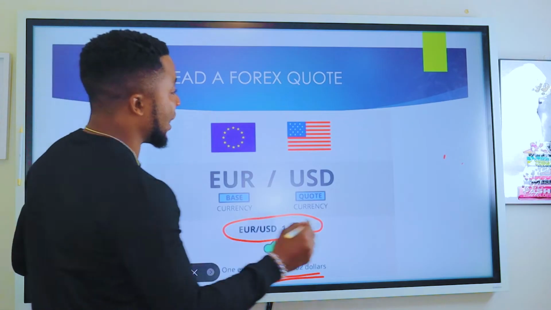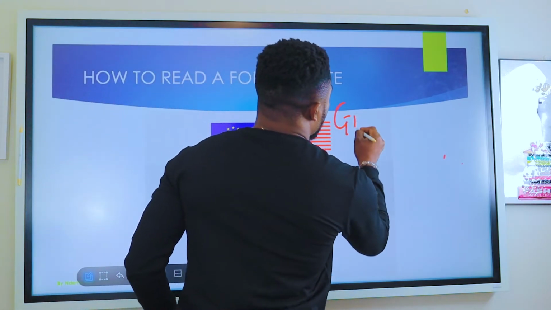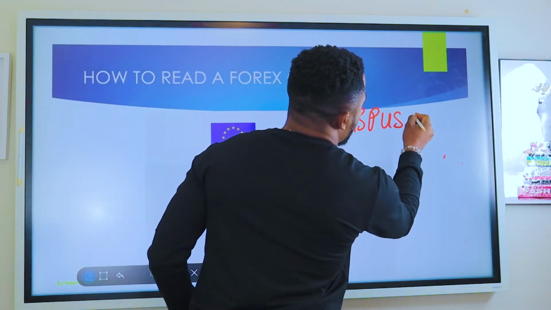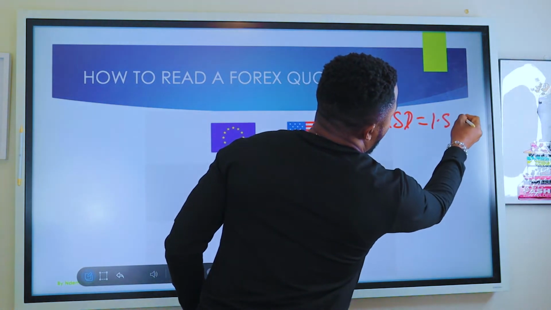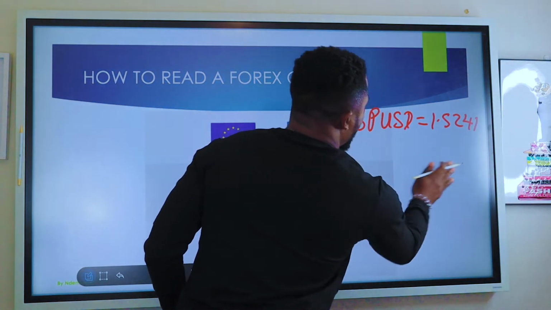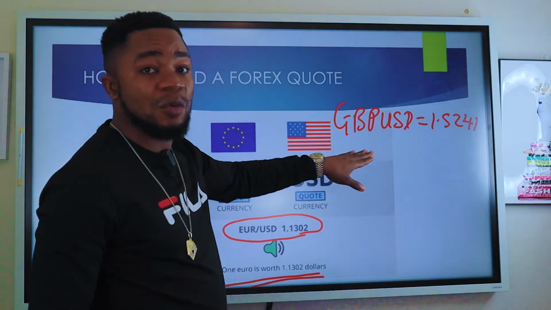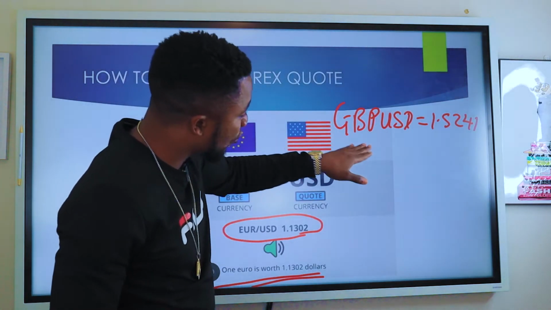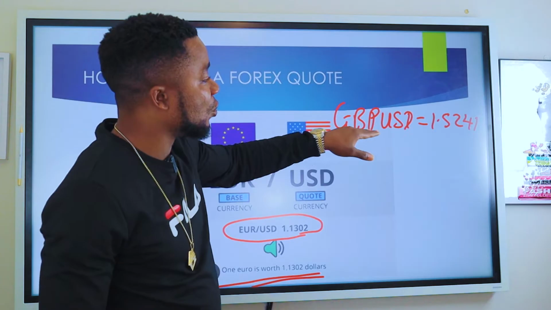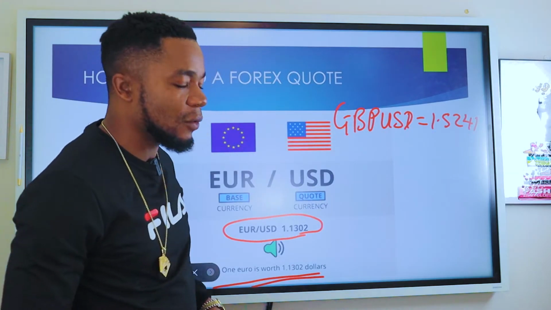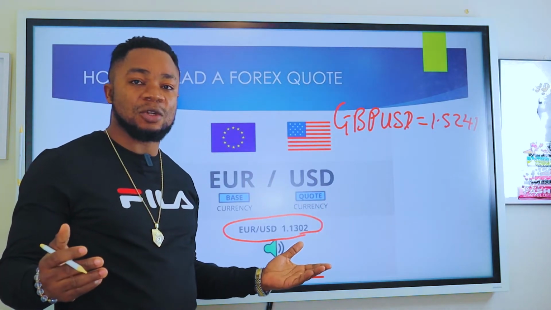Let's take another example. Let's take Great Britain pound USD equal to 1.5241. Just seeing this quote, can you tell me which currency is stronger? Great Britain pound USD equal to 1.5241. Just seeing this quote, can you tell me which one is stronger?